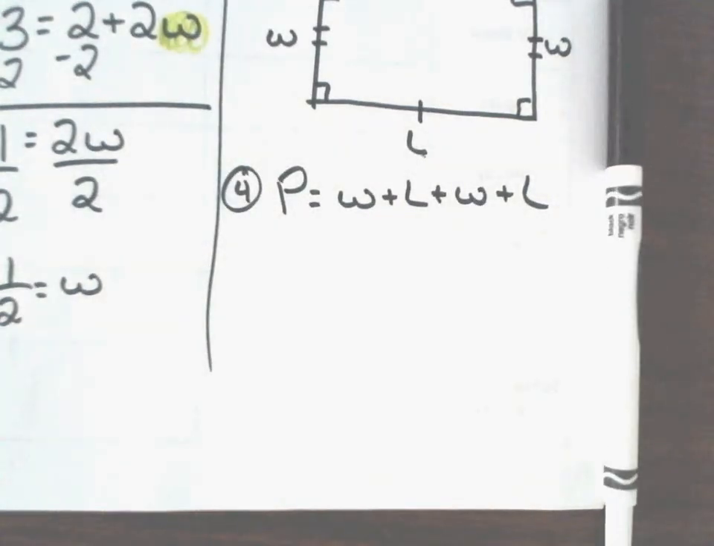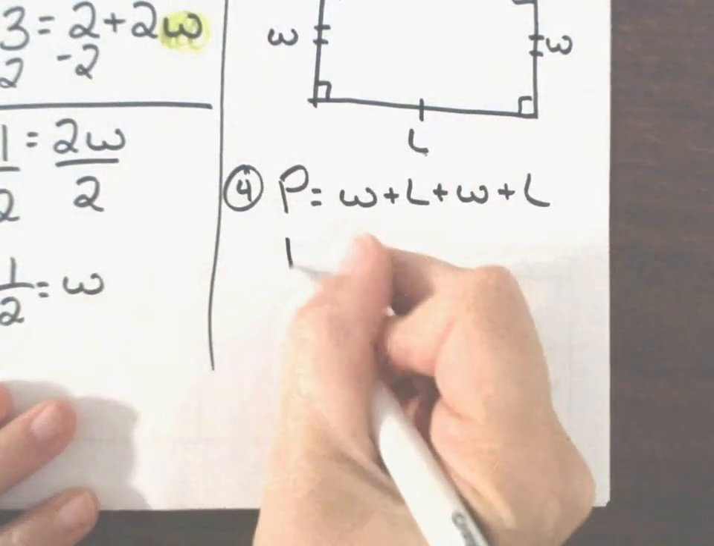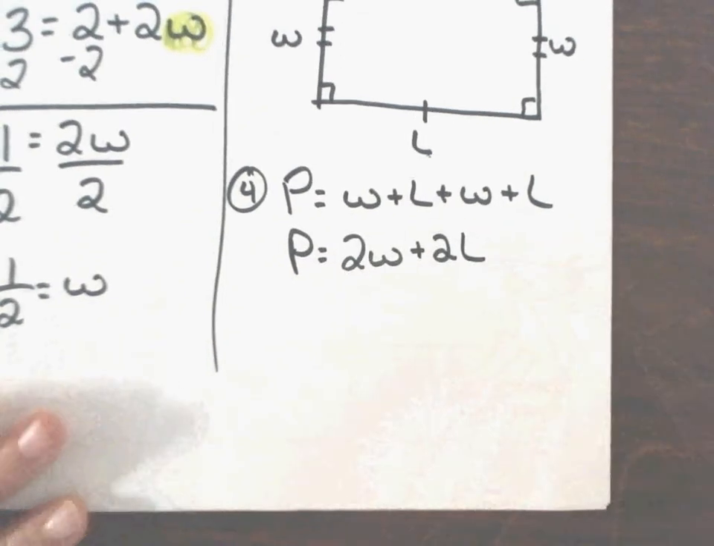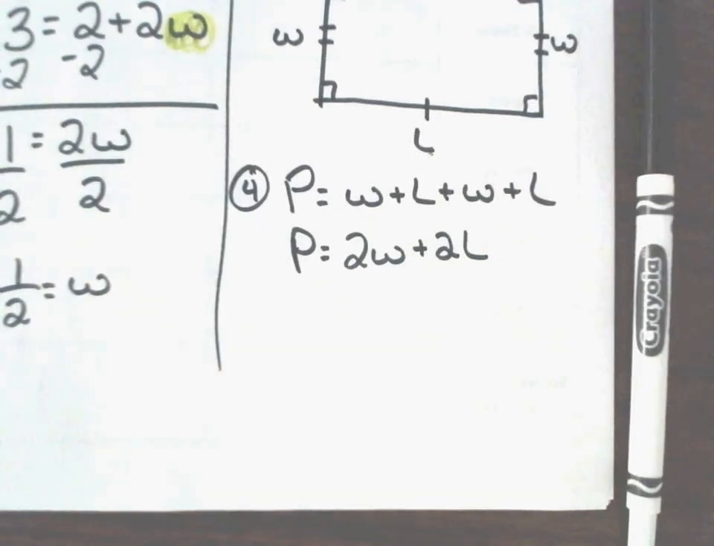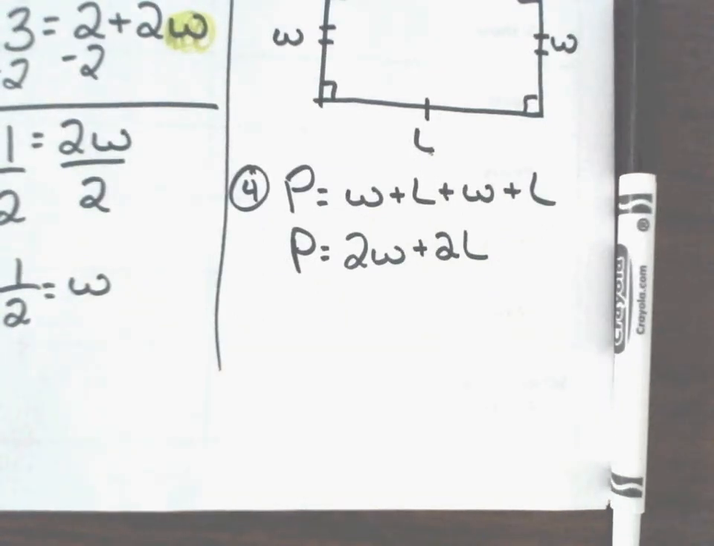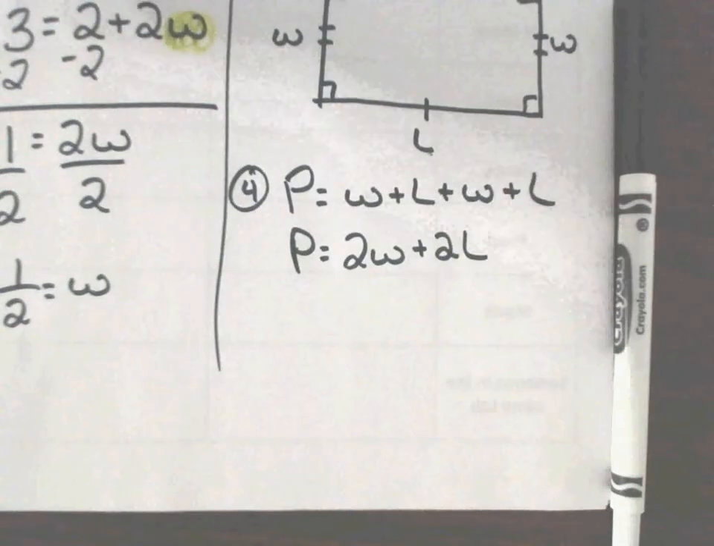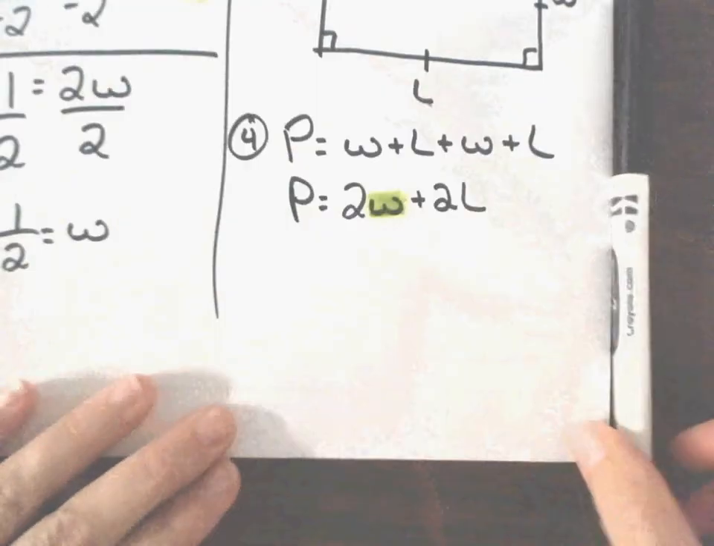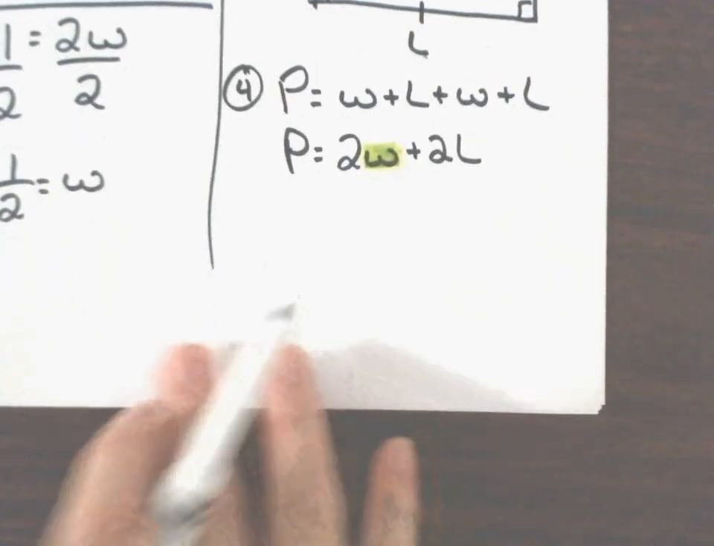Now, how can I simplify that formula right there? Combine like terms. And so the perimeter formula is really 2W plus 2L. So you guys remember perimeter by adding up the distance around an object, which is exactly true. But if you actually look at the formula for perimeter, it has 2W plus 2L. So let's solve for one of them. We'll solve for W, because that's what we did on the other side.